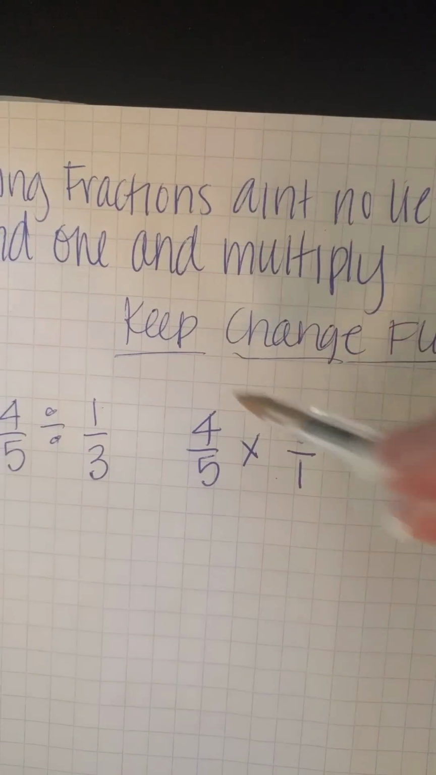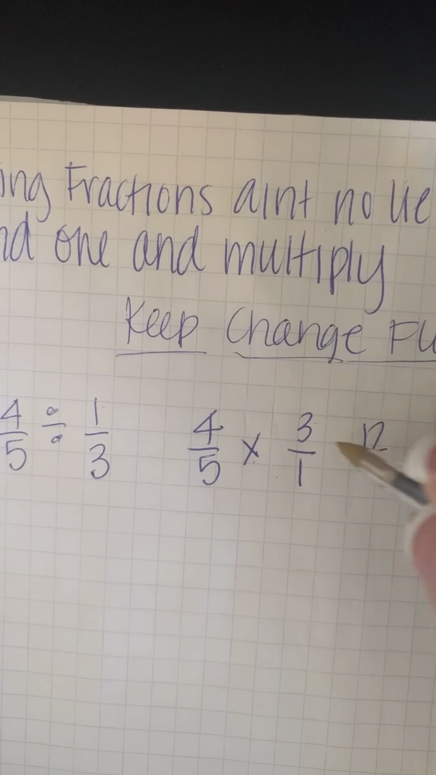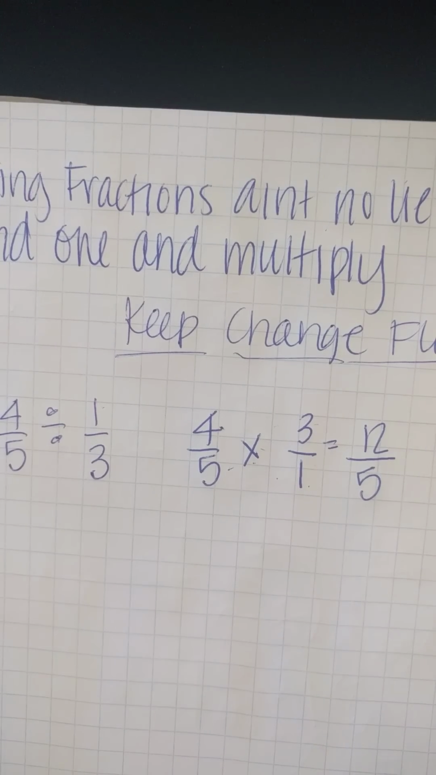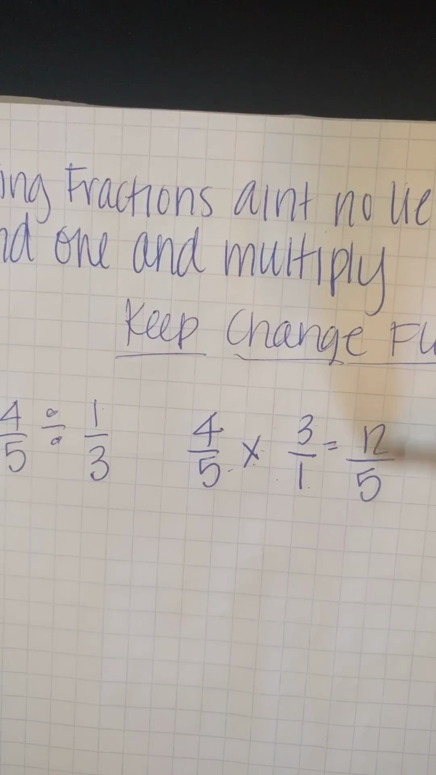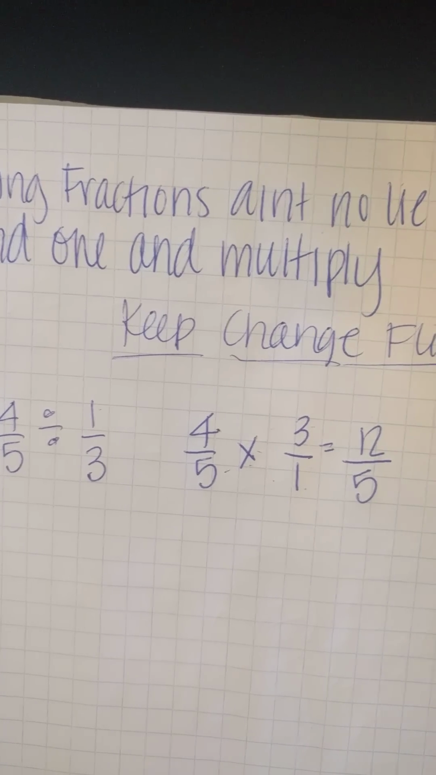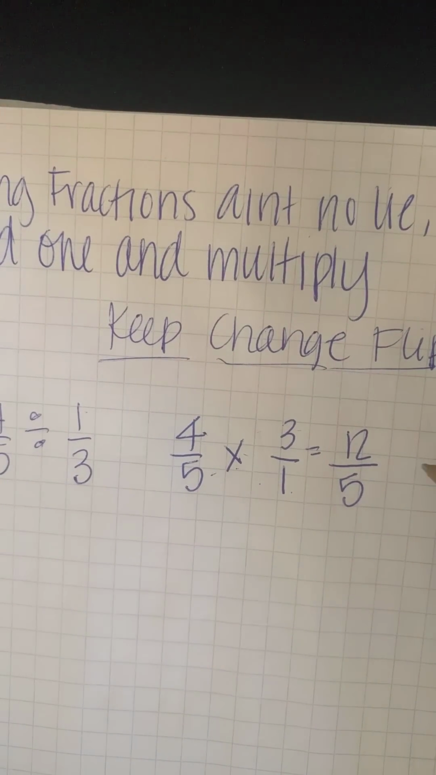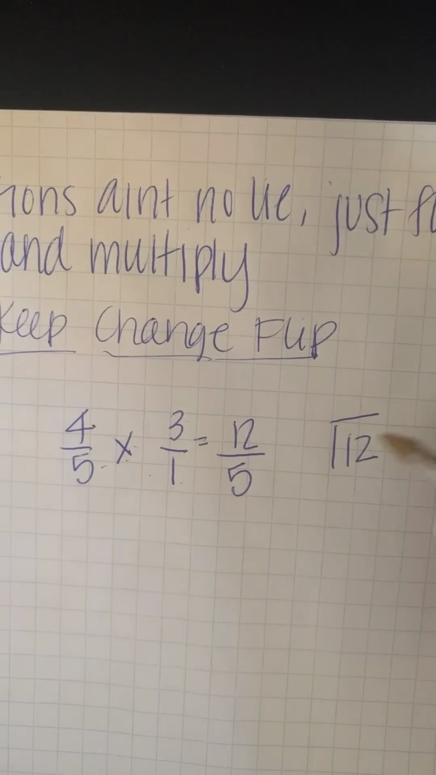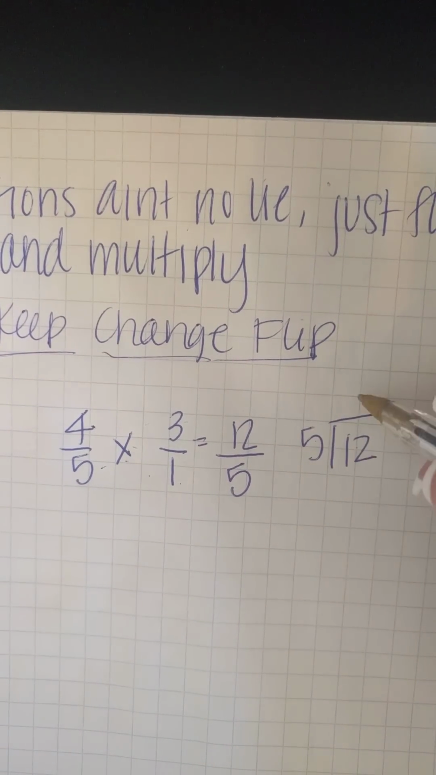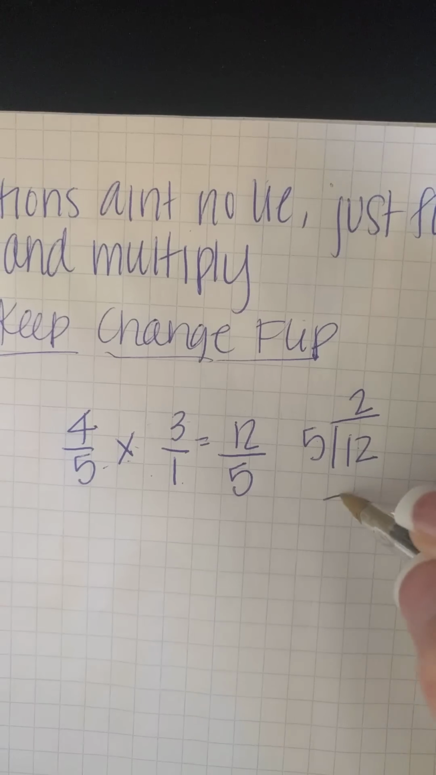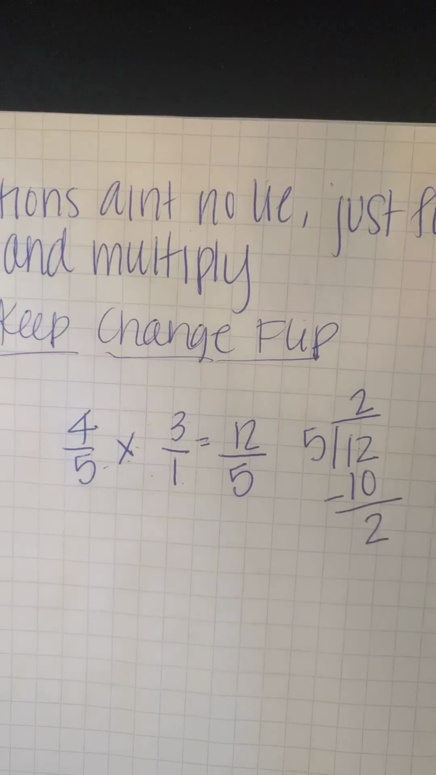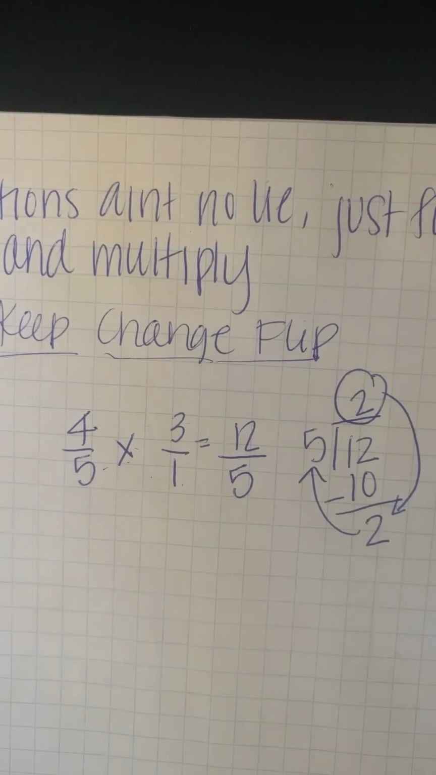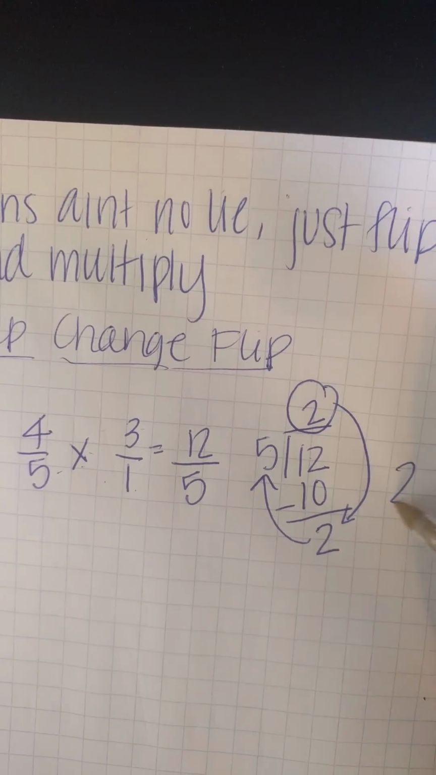Now 4 times 3 is 12, and 5 times 1 is 5. I have 12/5. I can't simplify this right now. There's nothing that'll go into both of those, so let's go ahead and change it back to a mixed number. 12 divided by 5. 5 goes into 12 2 times. 2 times 5 is 10. Leaves me with a remainder of 2. So 2 and 2/5 is our new mixed number.